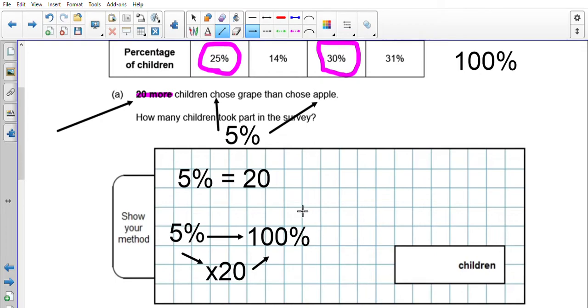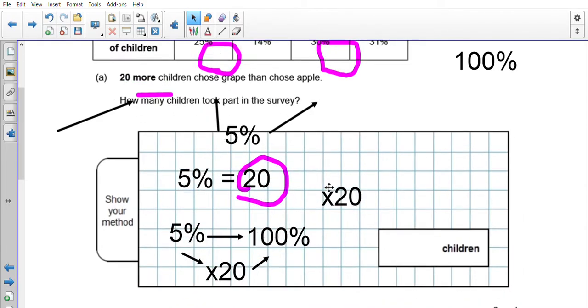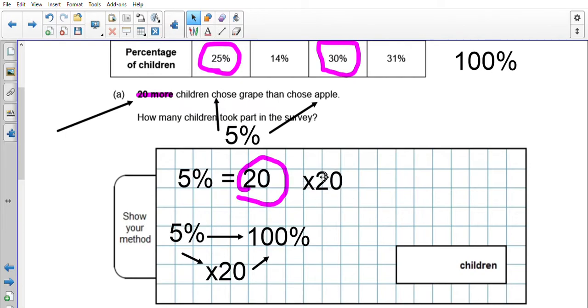So all I need to do is take my number here of 20 children, which is from up here, which was 5%. I need to multiply that by 20. So I'm doing 20 times 20, and that's going to give me my answer for 100%. Okay, 20 times 20 is 400 children.